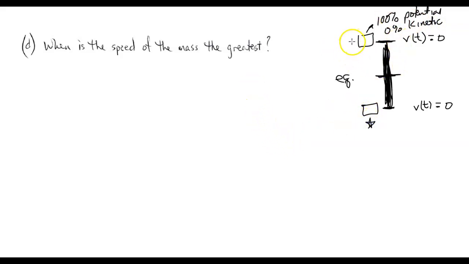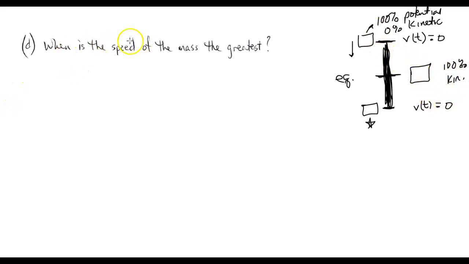Now, as this mass goes from this extreme and tries to get back to equilibrium, the shift in potential energy to kinetic energy starts to change. And so the more this moves, the less potential energy we have, the more kinetic energy we have. And it turns out that right when it passes through equilibrium will be when we have 100% kinetic energy and 0% potential energy.